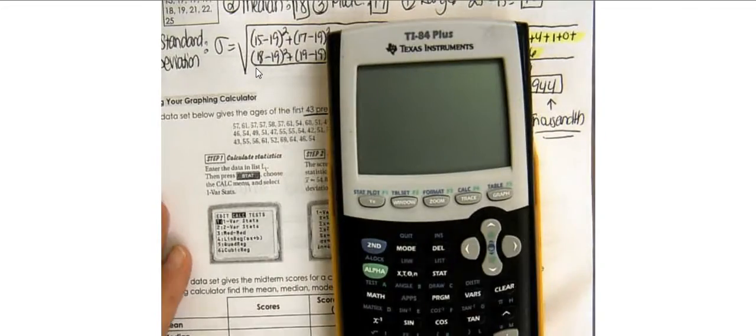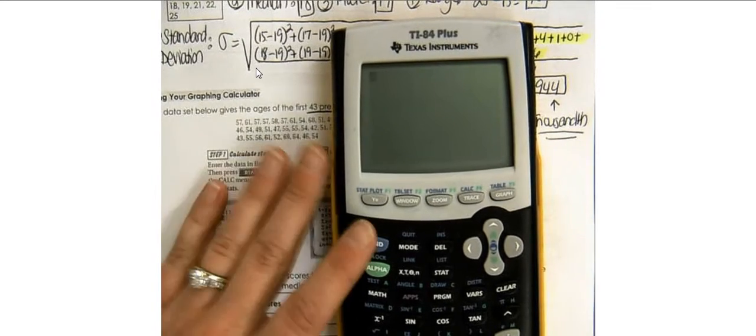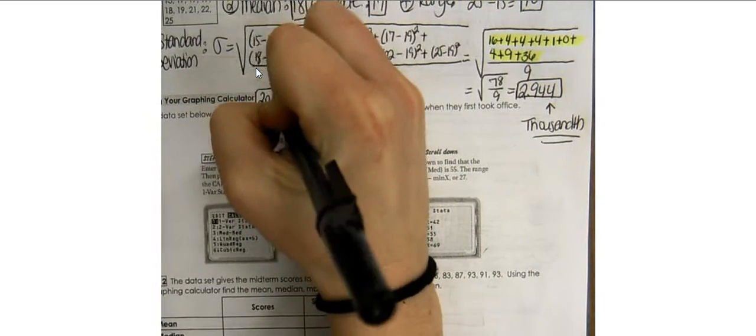In order for you to enter them into your calculator, the first thing that you want to do is clear your list. So to clear your list, you're going to press second and then the plus sign, and then you're going to go down to number 4, which is clear all lists. And then you're going to press enter.